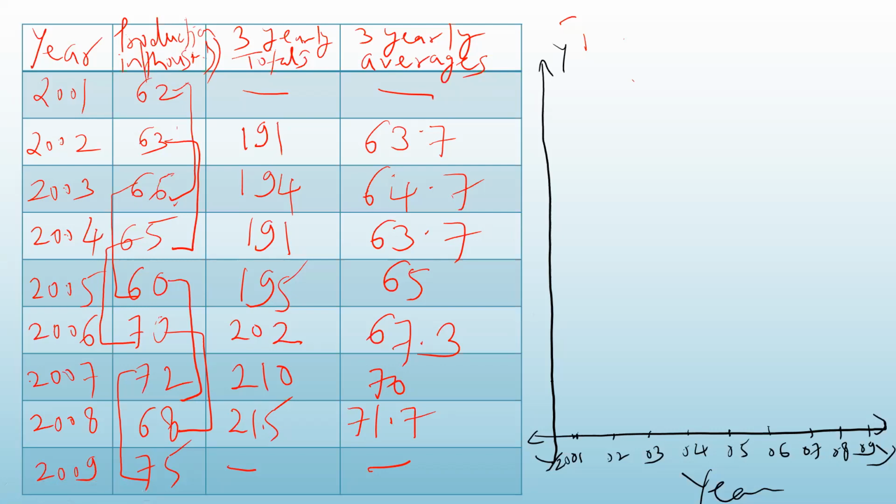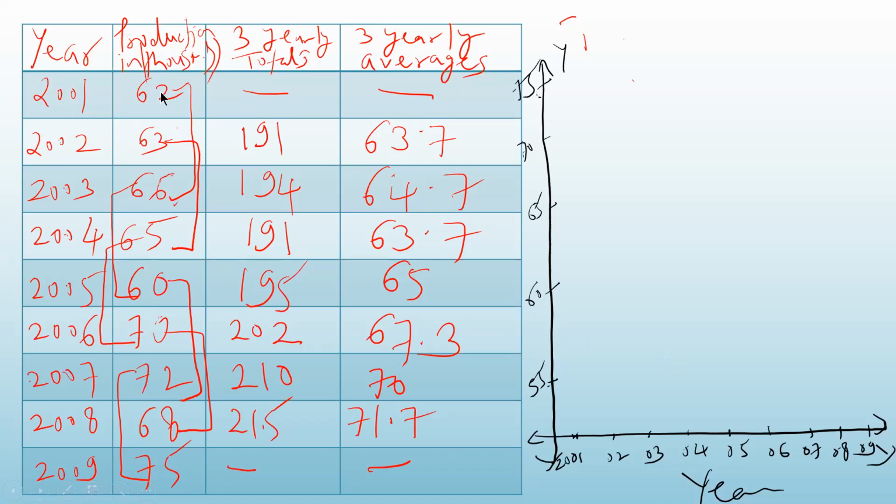So we can have 55, 60, 65, 70 and 75. This is how I get it. It is as per the availability of the graph paper. You may take the scale. Now first we will plot the original time series.